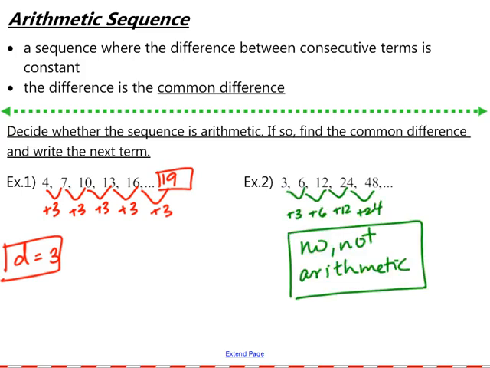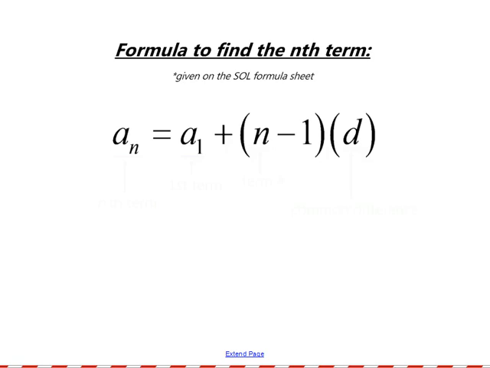When you look at example 2, from our terms, we're adding 3, then 6, then 12, then 24. Because this is not a common difference, we say that it is not arithmetic. You cannot find a common difference because there isn't one, and we can't write what the next term is going to be.